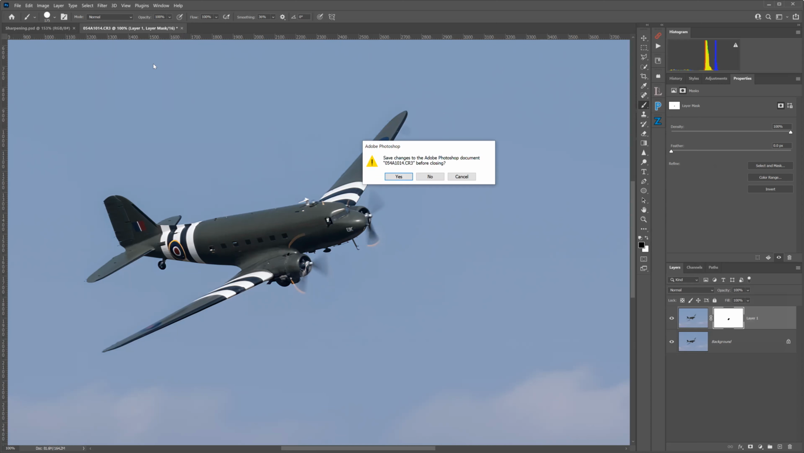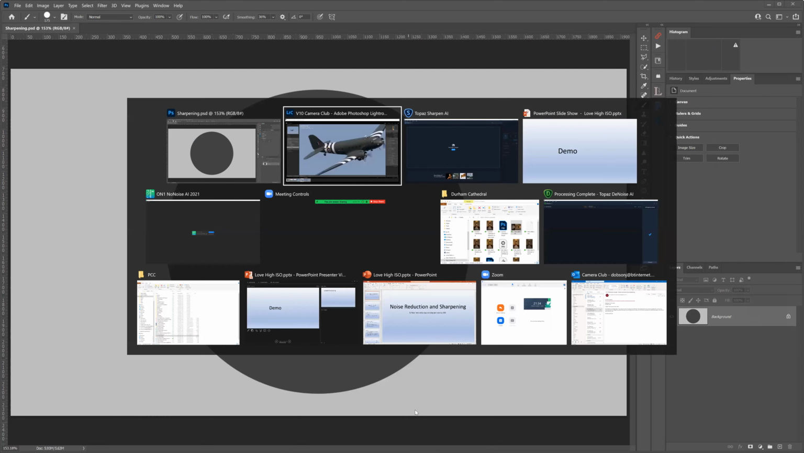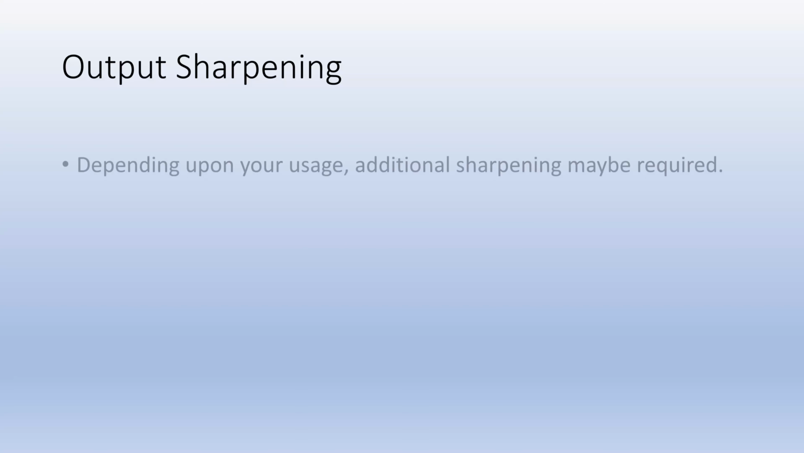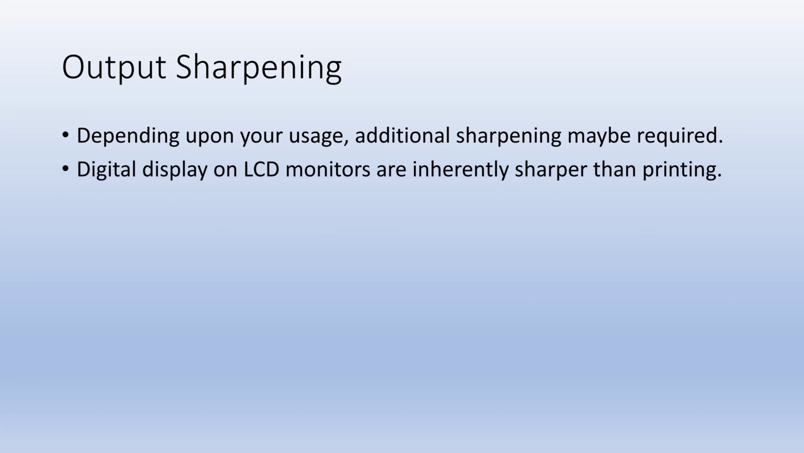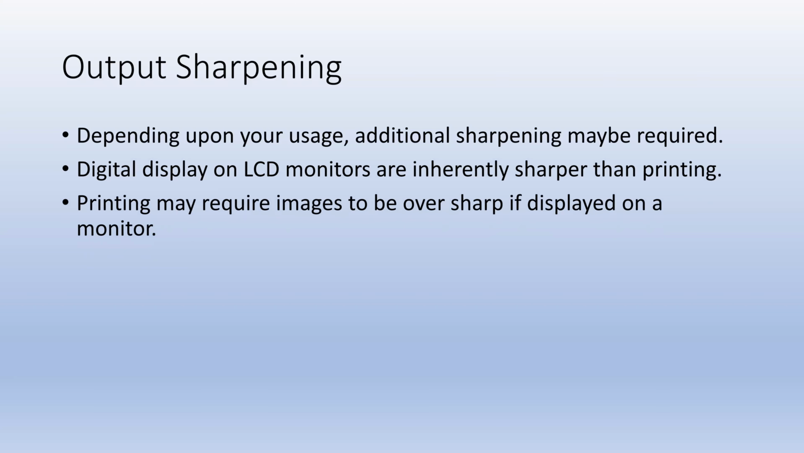So now with the noise reduction stuff that I've shown you and sharpening, there's no excuse not to get sharp photos, right? Then finally, output sharpening. Depending on your usage, additional sharpening may be required. Displays on LCD monitors are inherently sharper than printing. So once you get it sharp for display, that's all you're doing. You just do it once, basically.